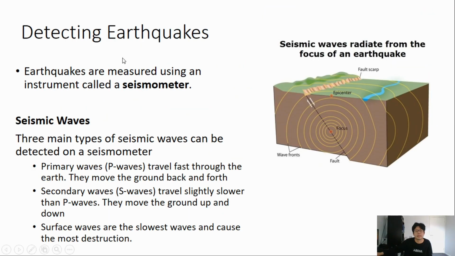This movement sends out waves of energy through the rock and the water, causing the ground beneath us to shake. Alright, so how do we detect earthquakes? Earthquakes are measured using an instrument called a seismometer. And the waves that the earthquakes send off are known as seismic waves, and there are three main types of seismic waves that can be detected on a seismometer.